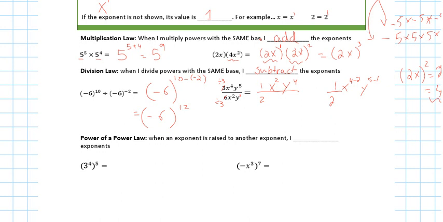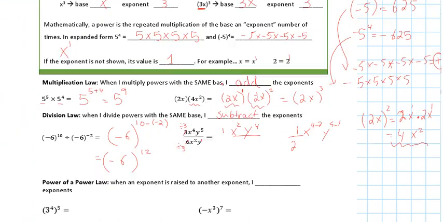If you wrote x at the bottom, then that would be wrong, because then you would get x cubed. I'm just rewriting this in order.